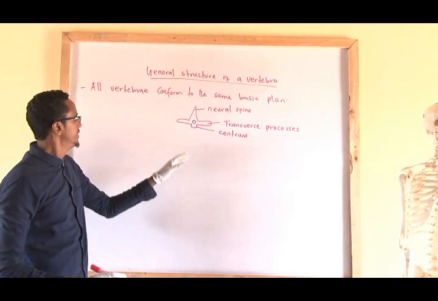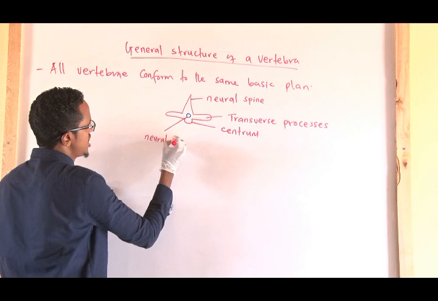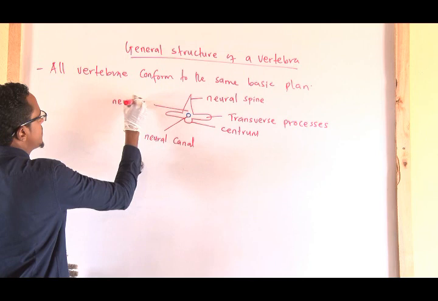And then the hole at the center, or the canal at the center, we call it the neural canal. Then above the neural canal, I have what we call the neural arc. Good.